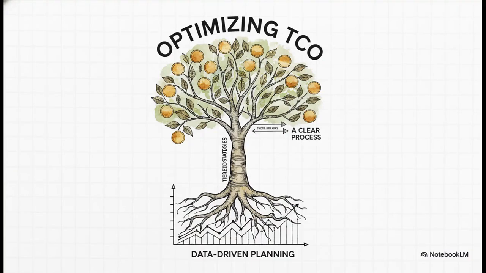So what are the big takeaways here? First, planning that's driven by actual data is your best defense against waste. Second, using tiered strategies lets you perfectly match resources to what's actually needed. Third, having that clear 5-step process dramatically reduces your deployment risk. And all of this together leads to the ultimate goal, optimizing your total cost of ownership and getting the absolute most from your GPU investment.